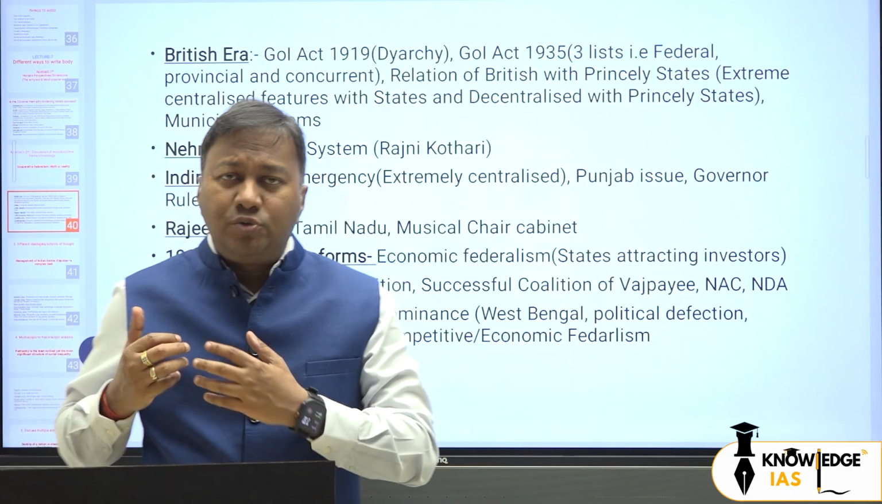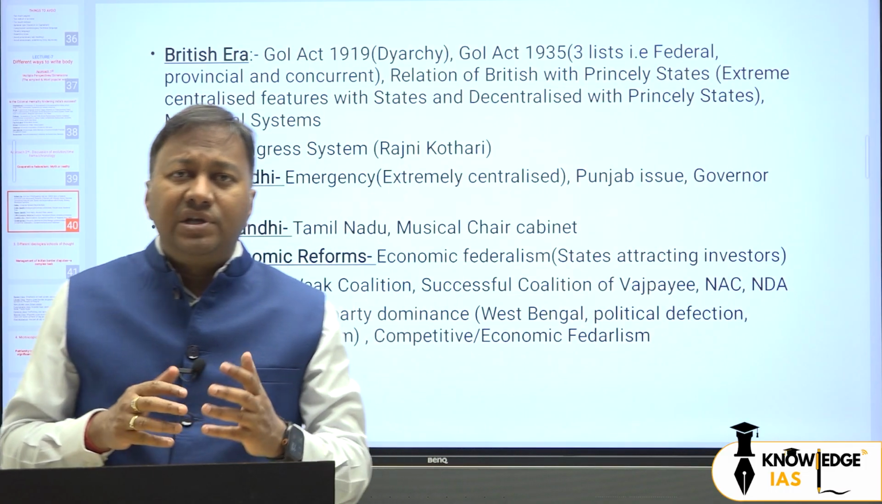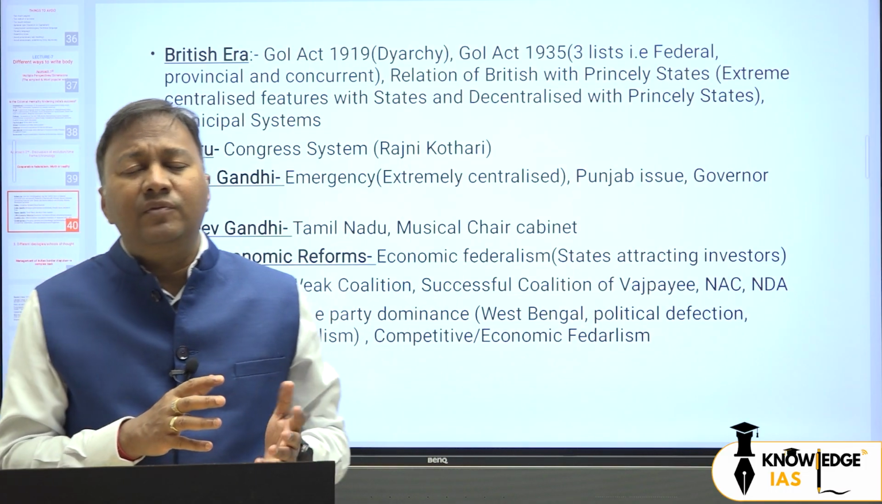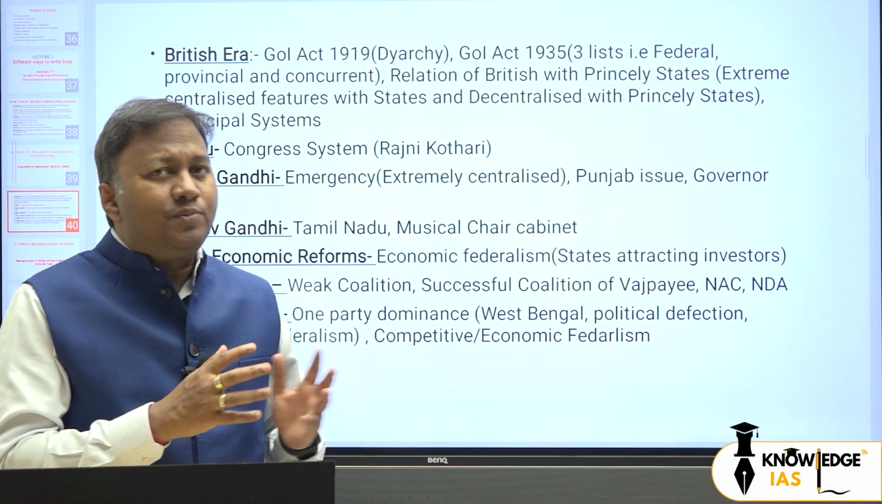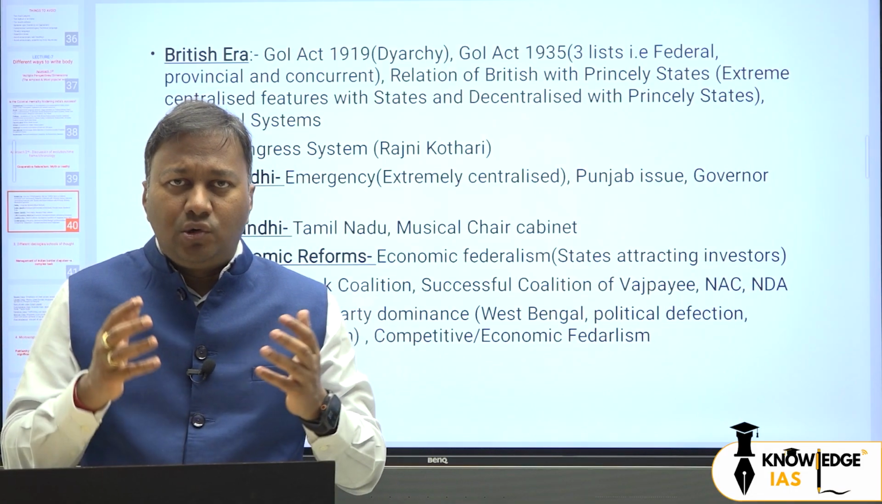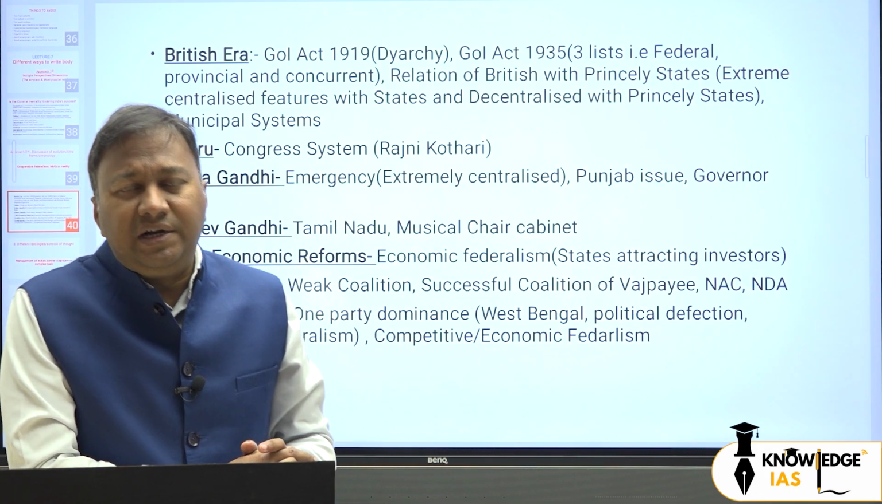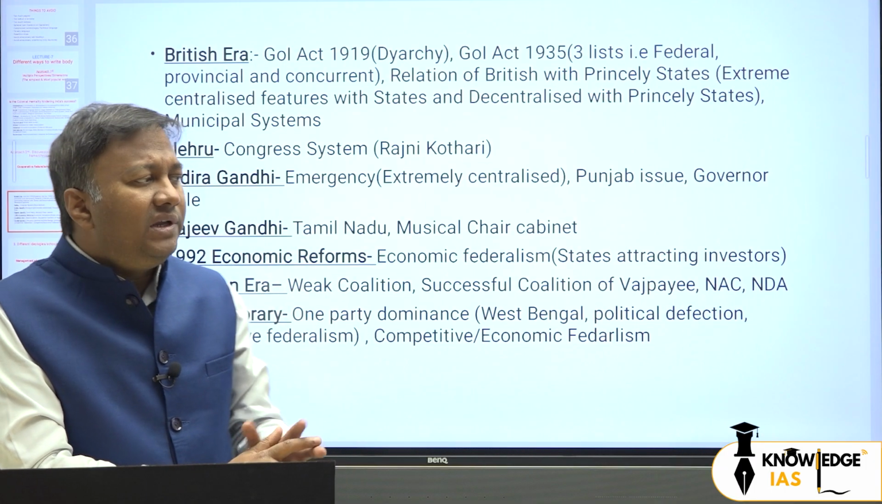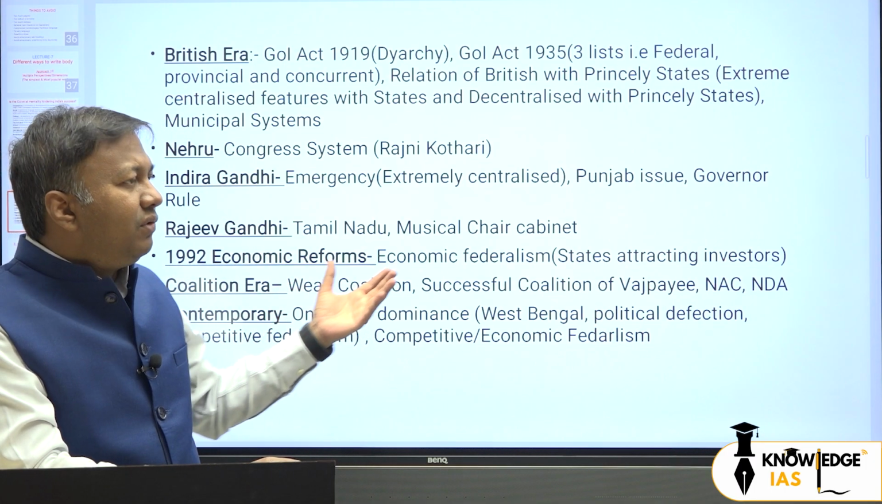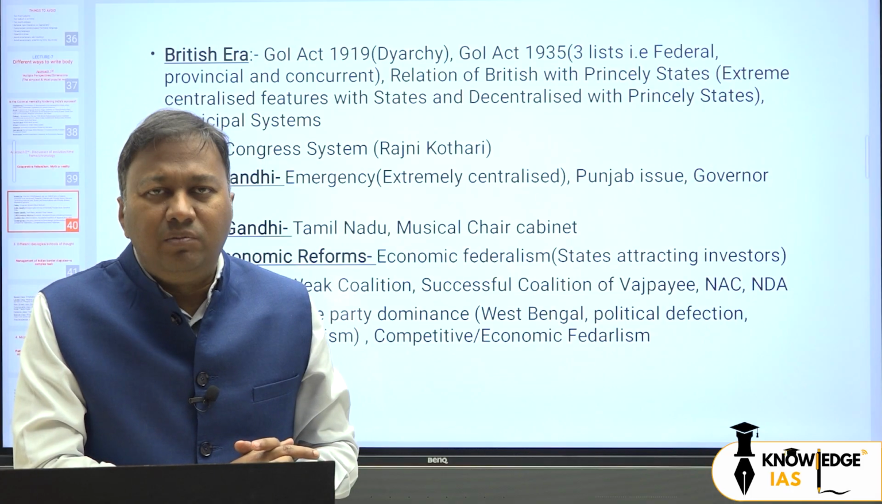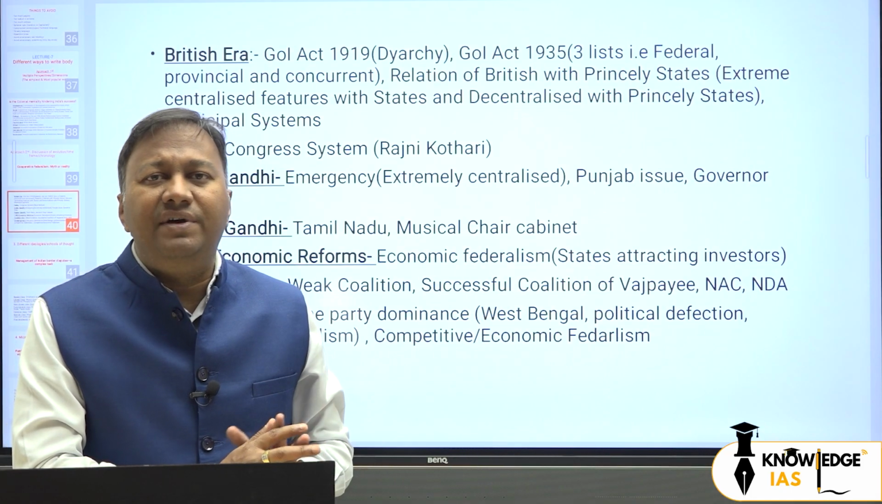Then there came Vajpayee. So during Vajpayee, coalition era started. Vajpayee was the first prime minister who successfully ran a coalition party era for 5 years. Fine. And after Vajpayee, there came the time of Manmohan Singh. So NAC was there, National Advisory Council.